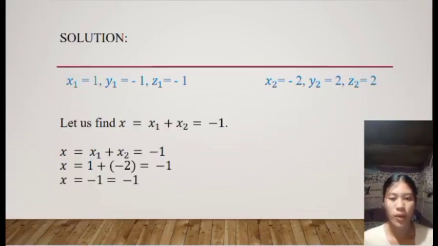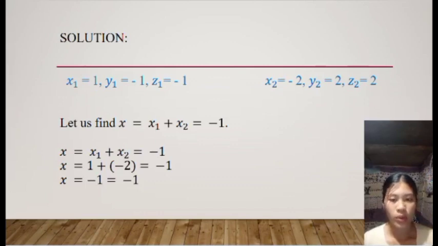So as we can see, we already have the values of x sub 1, x sub 2, y sub 1, y sub 2, and z sub 1 and z sub 2. So let us find if x is equal to x sub 1 plus x sub 2 is equal to negative 1. So we have x is equal to x sub 1 minus x sub 2 is equal to negative 1.